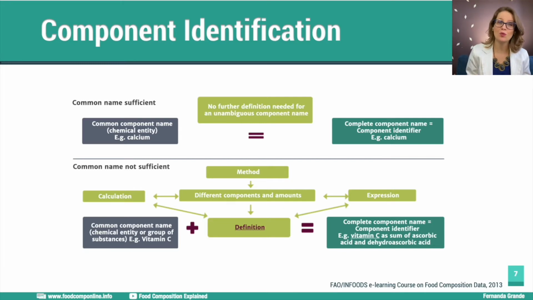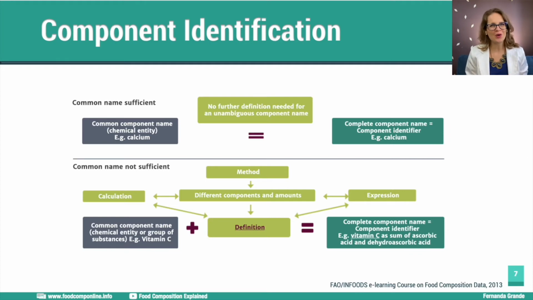So this is the complete definition for vitamin C, for example. In addition to the common name, we need to know the analytical method that was used and how the value was calculated to be presented in the food composition table. So when we go to this second step of the component identification, we can have either components where the common name is enough and components where we need further definition.